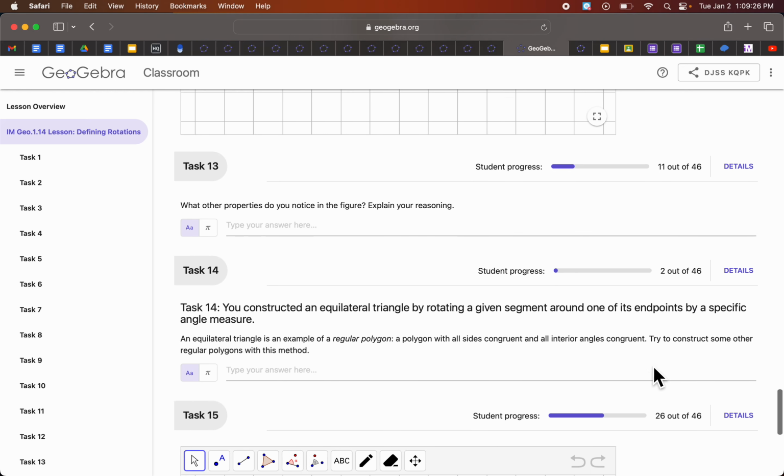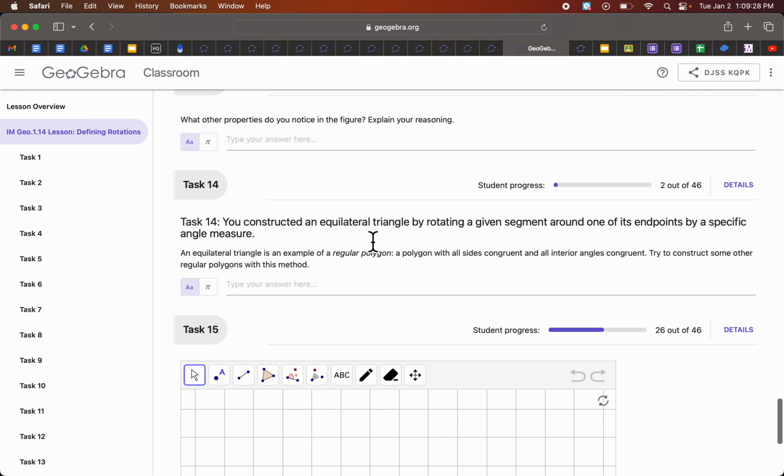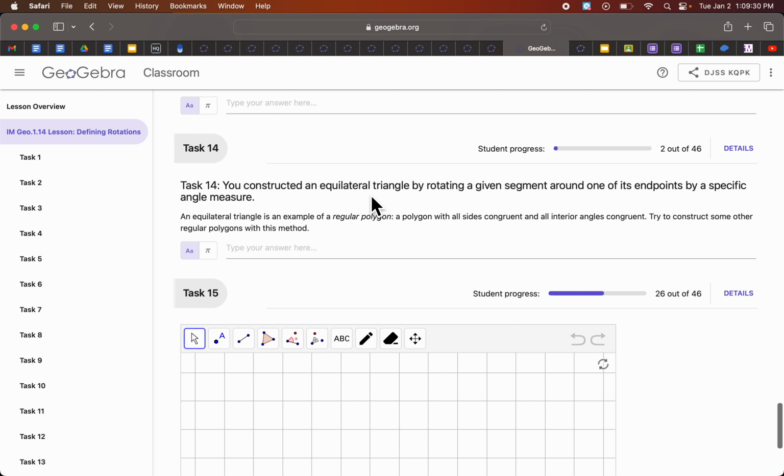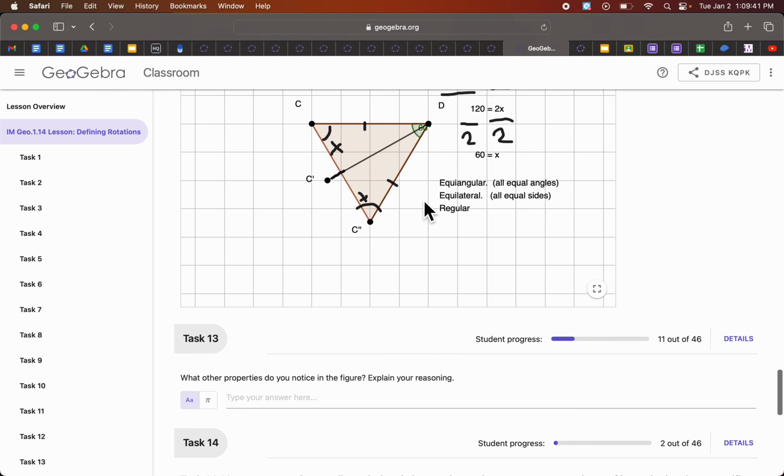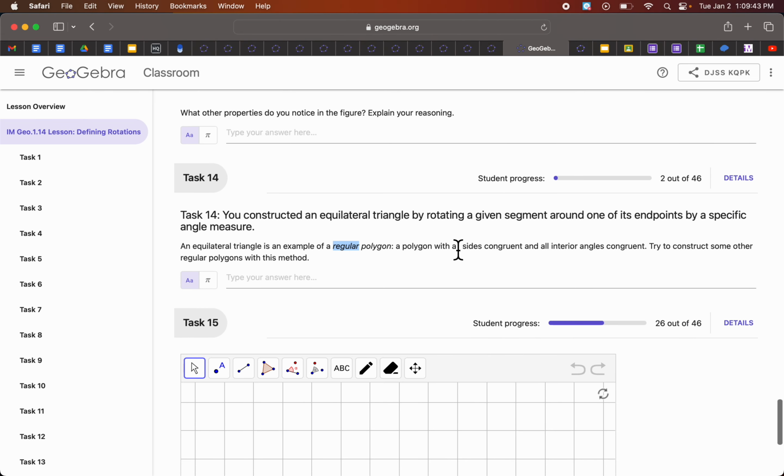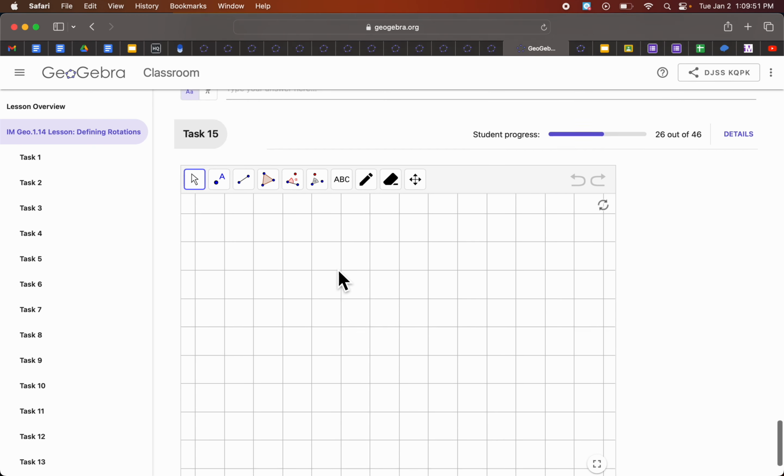Okay, so that was task 13. You constructed an equilateral triangle by rotating a given segment around one of its endpoints by a specific angle measure. An equilateral triangle is an example of a regular polygon. We just talked about all of that: a polygon with all sides congruent and all interior angles congruent. Try to construct some other regular polygons with this method.